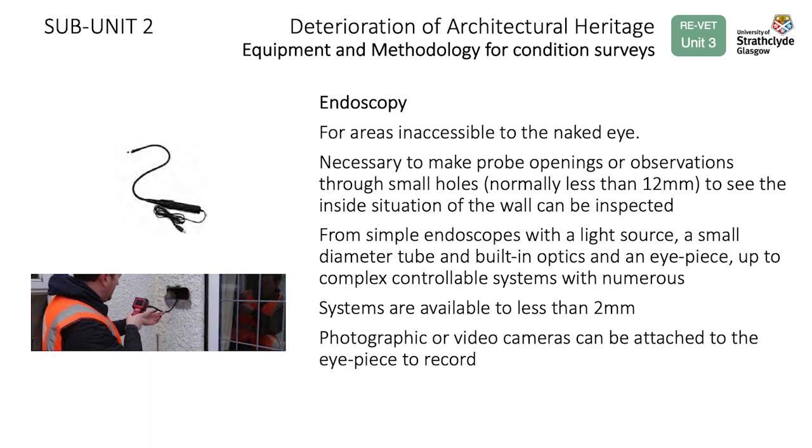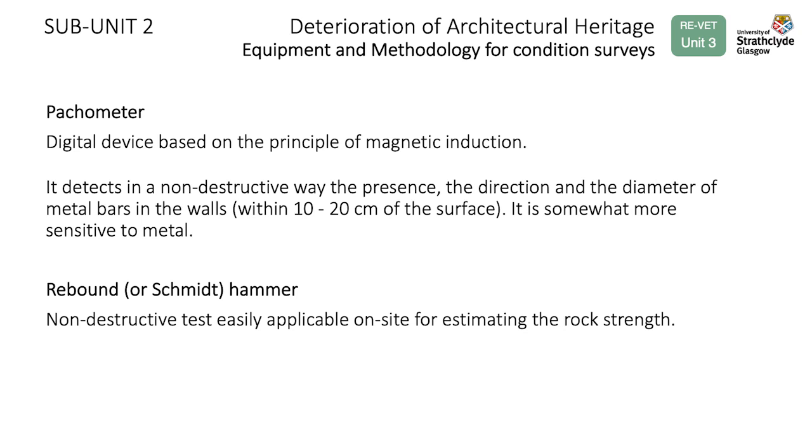Endoscopy goes from simple endoscopes with a light source, a small diameter tube, built-in optics and an eyepiece, up to complex controllable systems with diameters of less than 2 millimeters. Photographic or video cameras can be attached to the eyepiece to record. The pachometer is a digital device based on the principle of magnetic induction. It detects in a non-destructive way the presence, the direction and the diameter of metal bars in the walls, within 10-20 centimeters of the surface. It is more sensitive to metal.